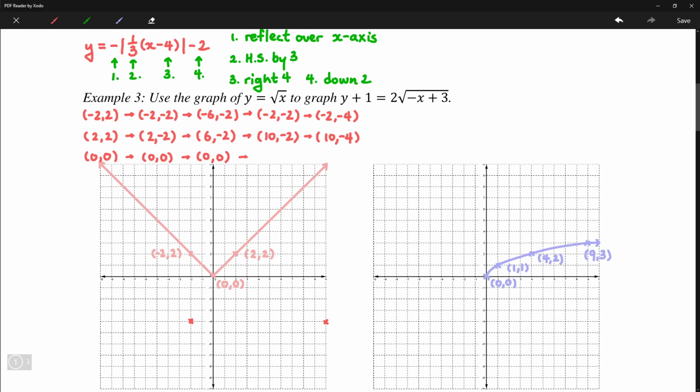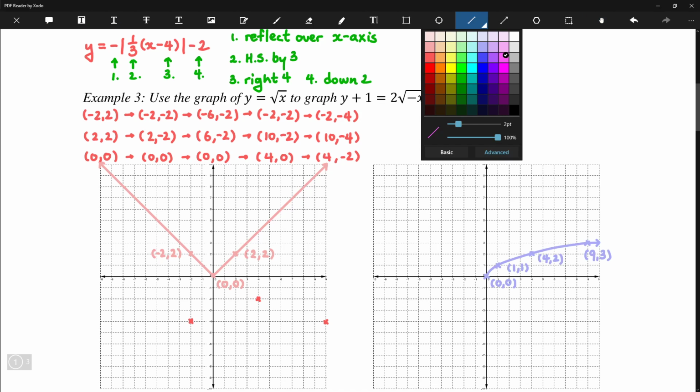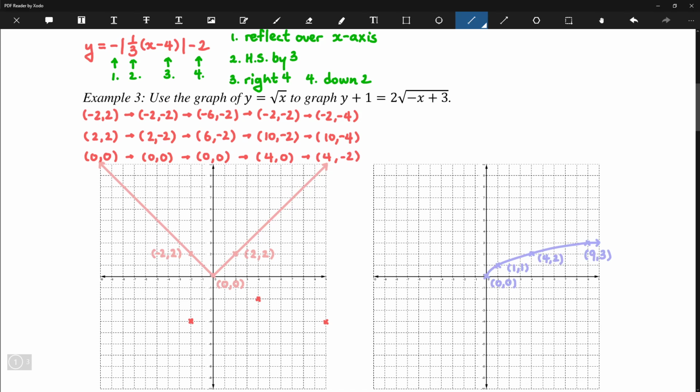And now the translation will actually move it to the right 4, so this would be 4, 0. And then down 2 spaces, so 4, -2. Okay, so 4, -2, there it is. And now we'll draw straight lines to connect the points that we have. 1 and 2. Alright, so that's the graph that we will end up with.